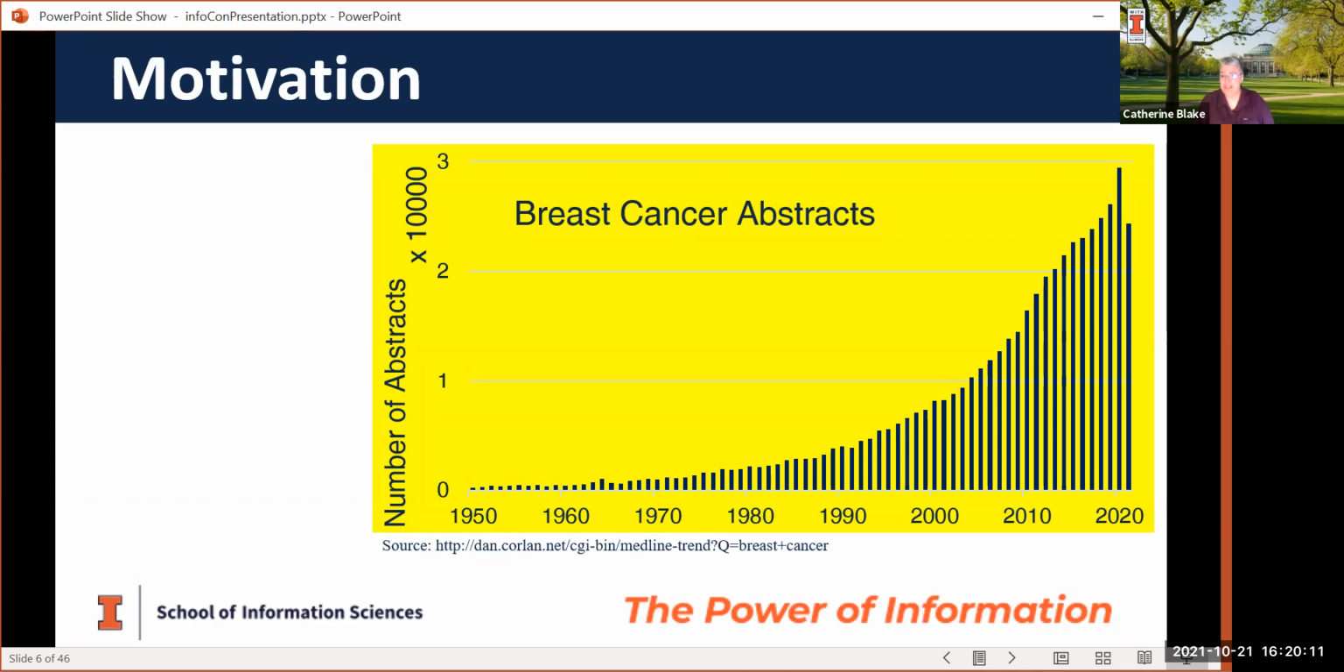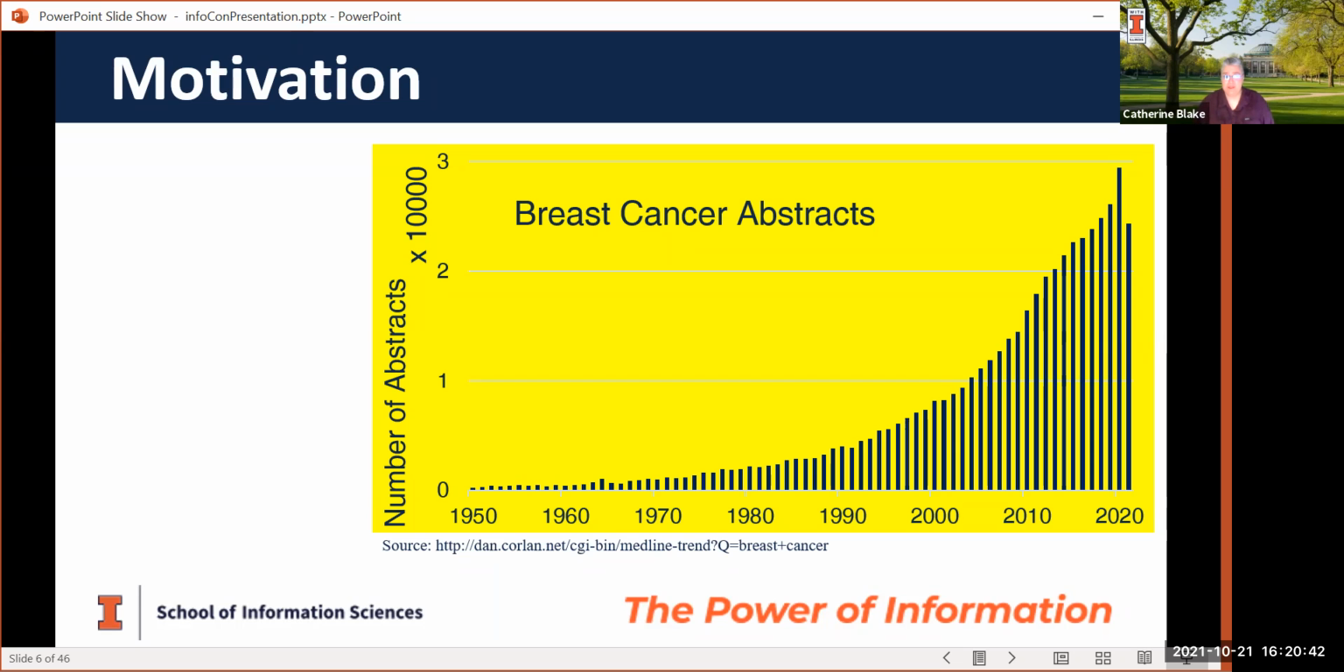So the motivation here is really that there's an enormous increase in the number of papers, the amount of information that's available electronically. What I've put on this slide is the number of breast cancer articles. So this is just one disease. And this is the number of abstracts that are published each year, right? So it's not the cumulative total of how many are in PubMed. This is the number that are added every year.